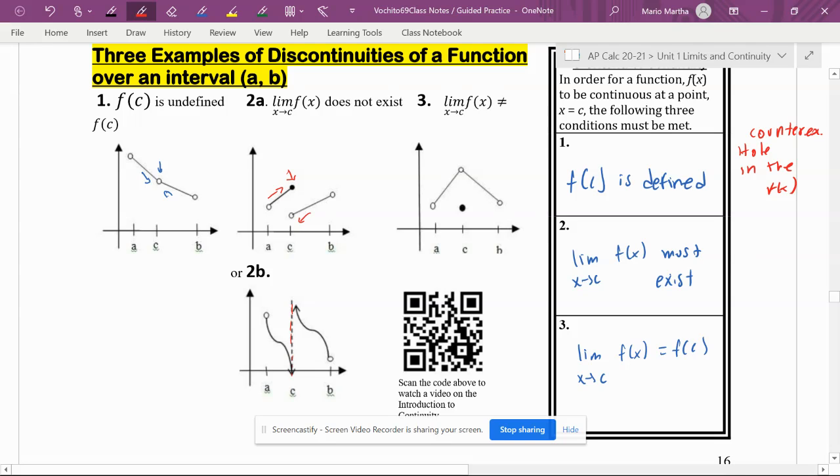The last counterexample is when the values don't match, if this dot is not there. Here we have a limit that exists, but it doesn't equal f of c. The f of c is defined down here. So we have to be careful when we're talking about those three conditions. If any of those three fail, we can already say that the function is discontinuous.